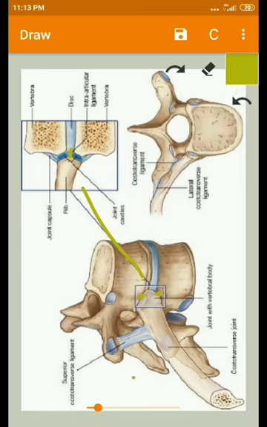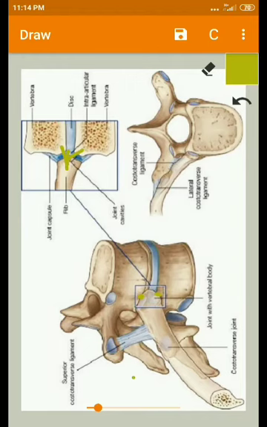Next, each joint is supported by a capsule or capsular ligament, and this joint is further reinforced by another ligament called radiate ligament. The same type of radiate ligament we have seen on the sternochondral joints, isn't it? It is having three bands. Okay, so here this radiate ligament is also having three parts. This ligament is present only on the anterior aspect of the costovertebral joint.